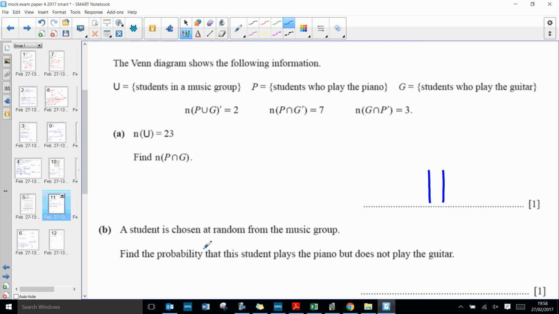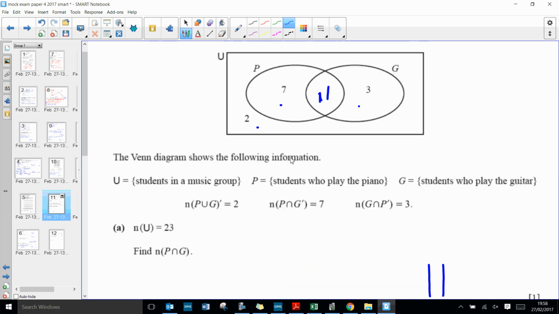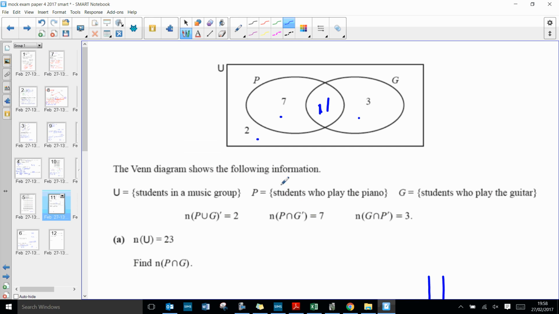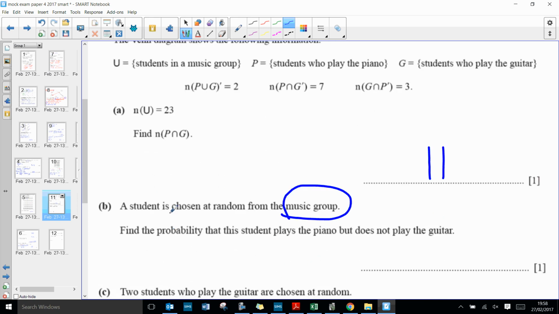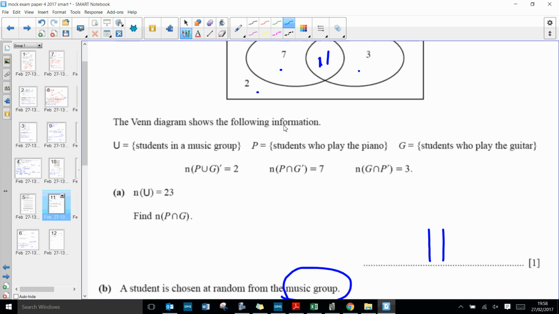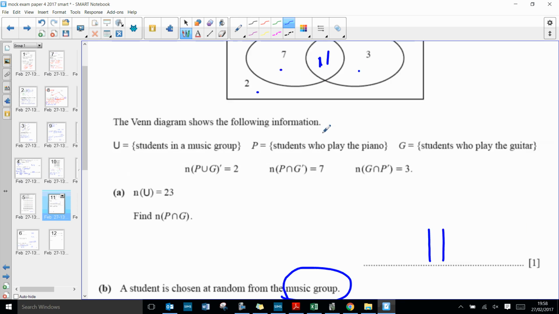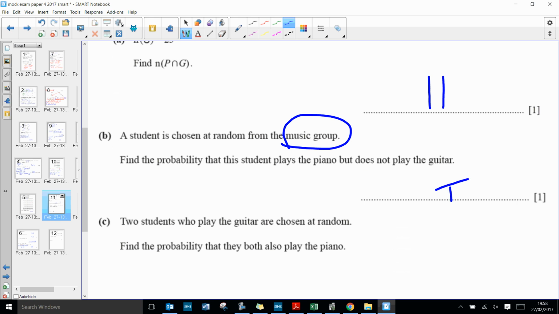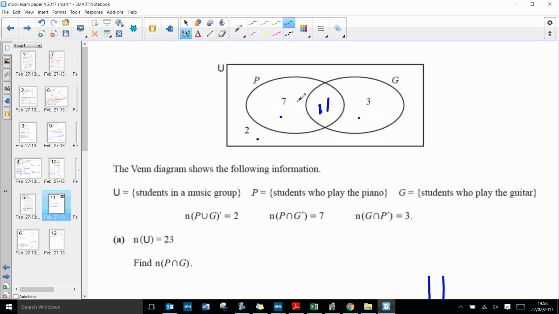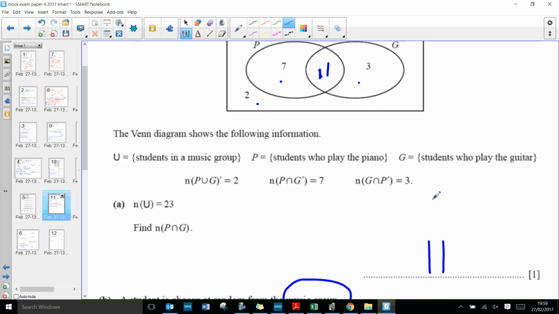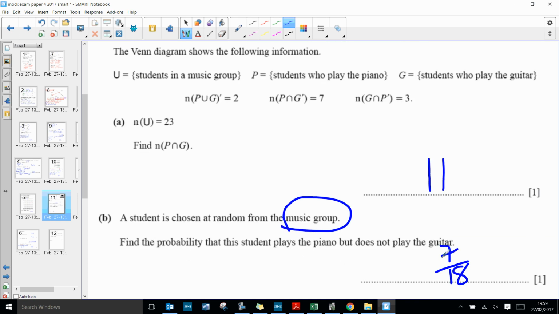A student is chosen at random from a music group. So we're looking at the music group of people. So, oh, that's the universal set. Find the probability that this student plays the piano but does not play the guitar. So, plays the piano is all of these people here. So our denominator is going to be 18. But does not play the guitar, so that means it's these people here. So it's 7 over 18.